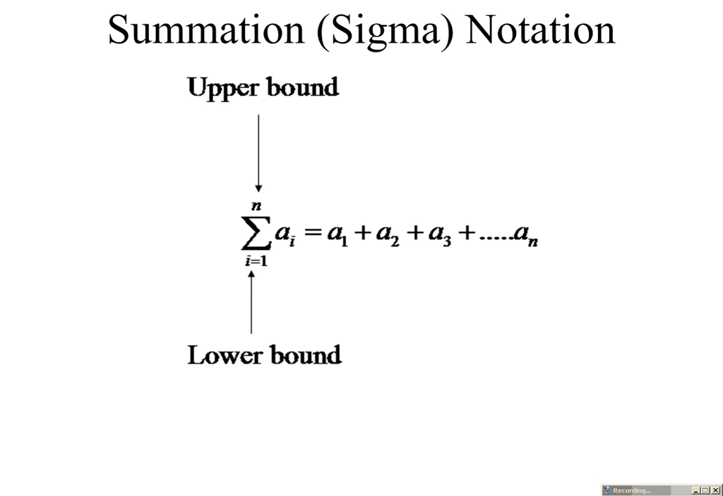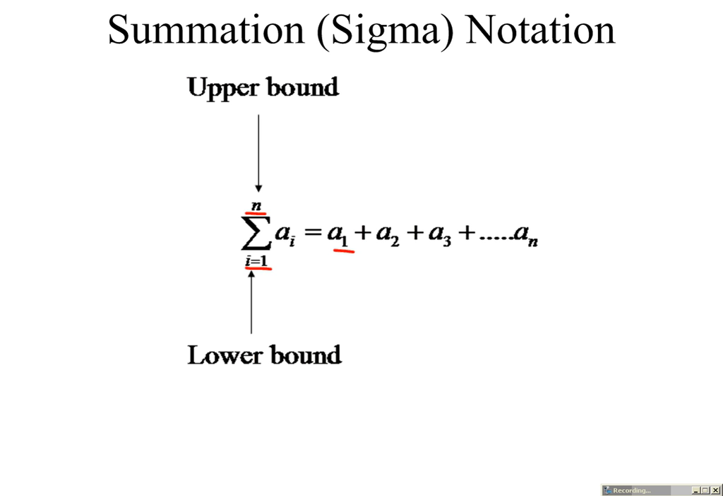The number down here at the bottom is your lower bound. The number up here at the top is the upper bound. That is basically telling you your starting point and your ending point for the sequence. So I'm starting at term 1. That's how I would put 1 in here for i. That's how we get term 1 here.